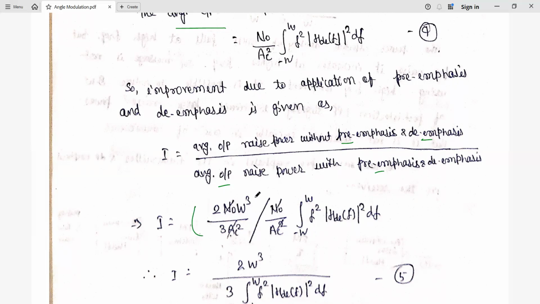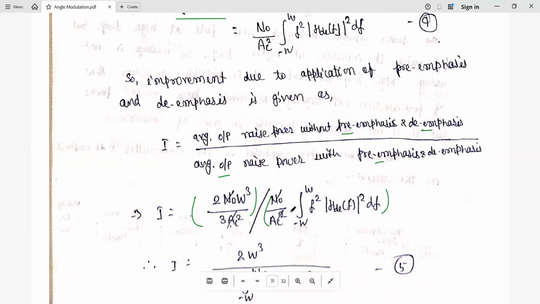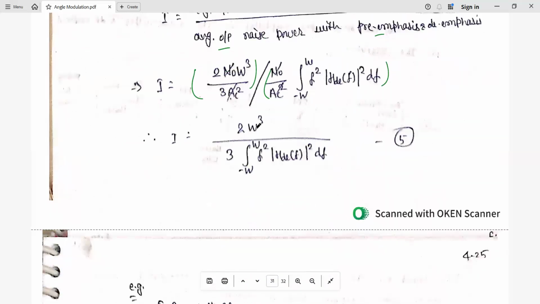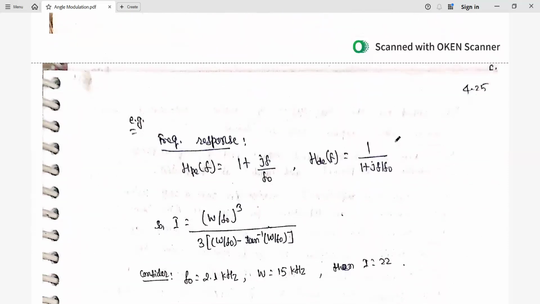So this is our numerator part and this is going to be the denominator part. Finally, the improvement you can observe here is 2W cube divided by 3 times the integral of f square times the PSD of f, modulus squared, over the range minus W to plus W. So this is the improvement.